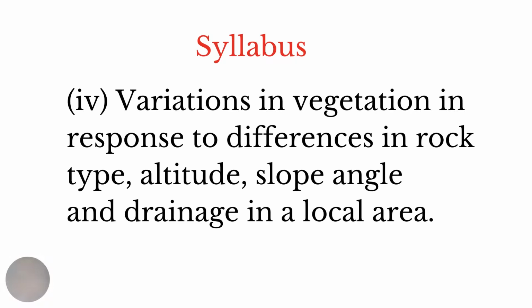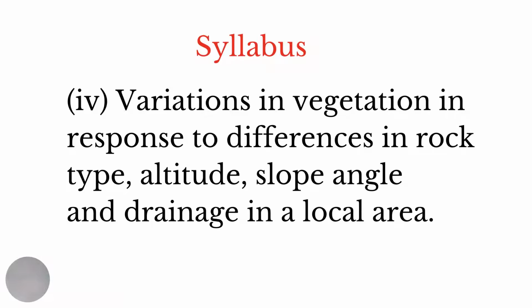Now the part of the syllabus that mainly speaks to this aspect of describing vegetation on a topographic map is the part of the content that says variations in vegetation in response to differences in rock type, altitude, slope angle, and drainage in a local area. So the map that you'll be getting will be showing a local area, right?